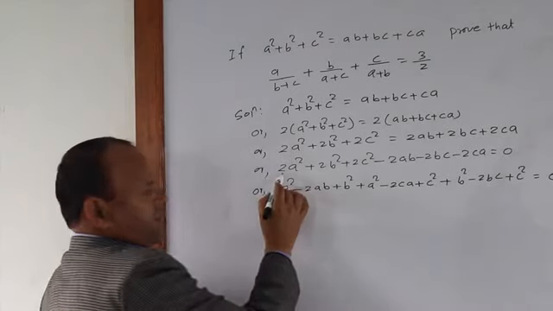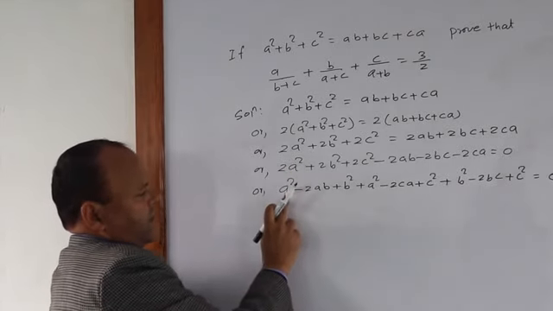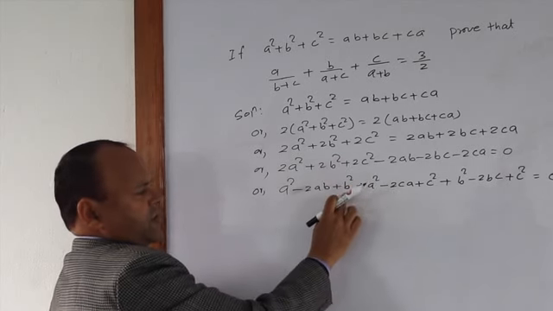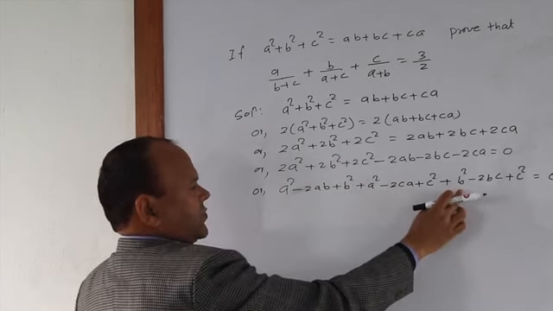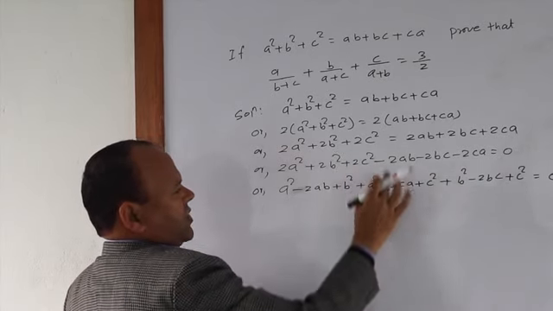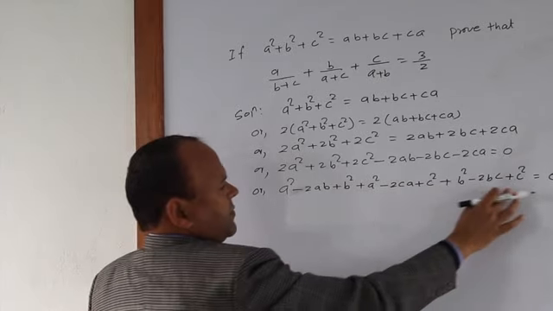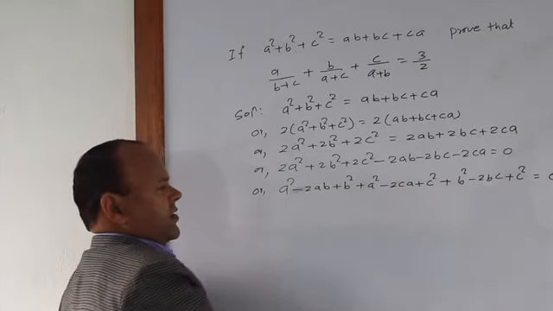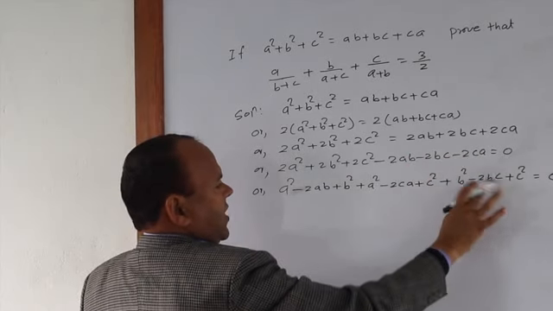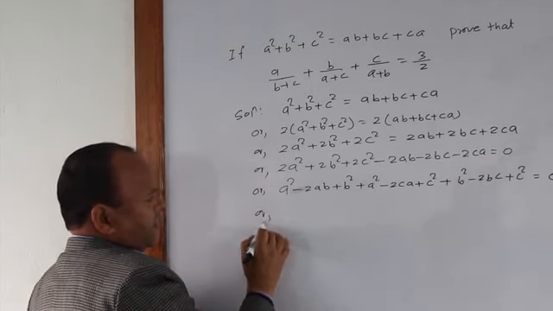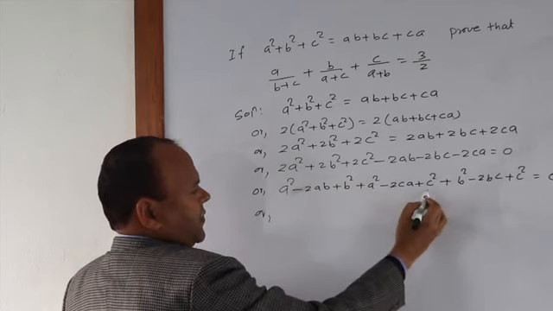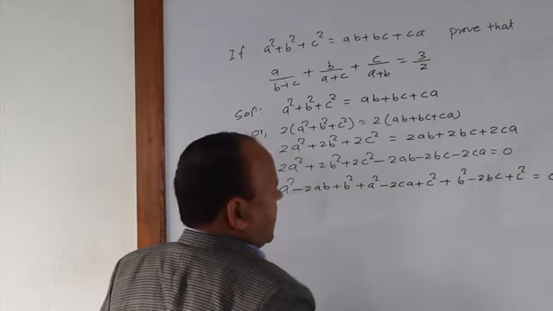Okay, 2a square is here, a square, and a square. 2b square is split here and kept in 2 places, b square and b square. 2c square is also kept here in 2 places, c square plus c square. These terms are split here. Twice ab, twice ca and twice bc are as they are here. Now what do we get? These 3 terms make a perfect square here, and these 3 terms make a perfect square here.